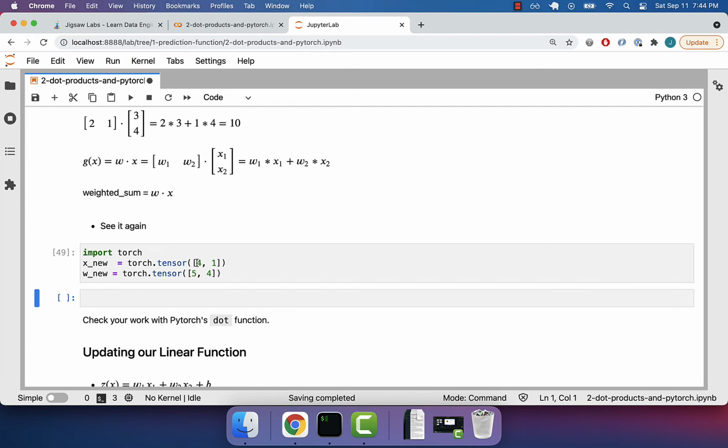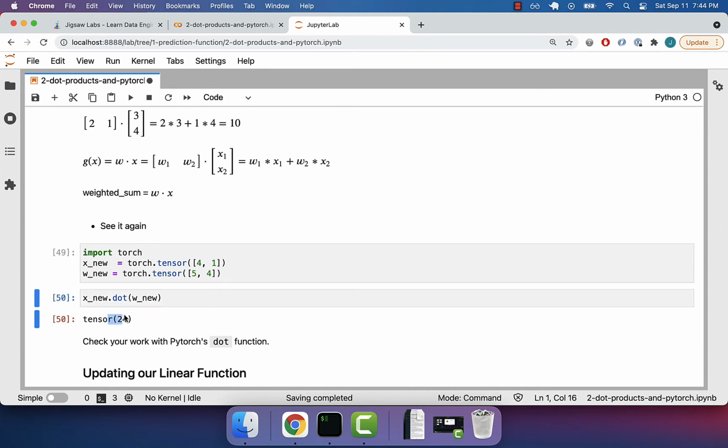So if we think about it, this is my hint, right? It's 4 times 5 plus 1 times 4. So it sounds like 20 plus 4 is 24. That's my guess: x new dot w new, and we got 24.